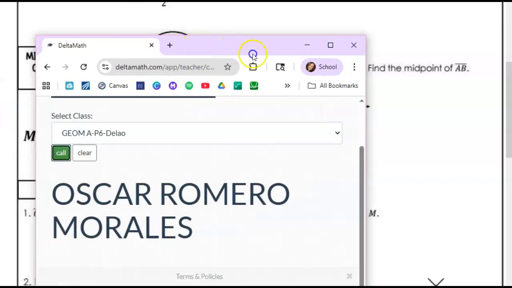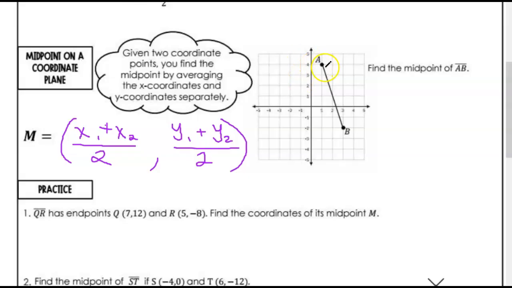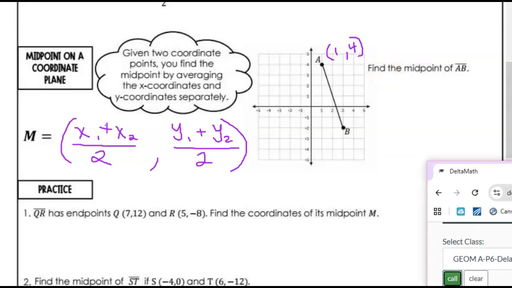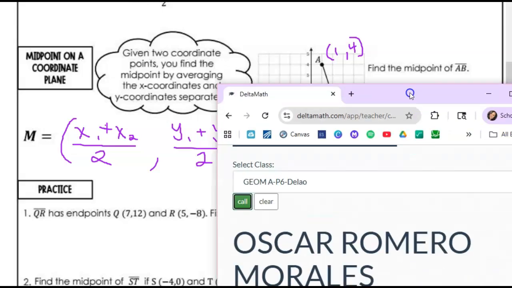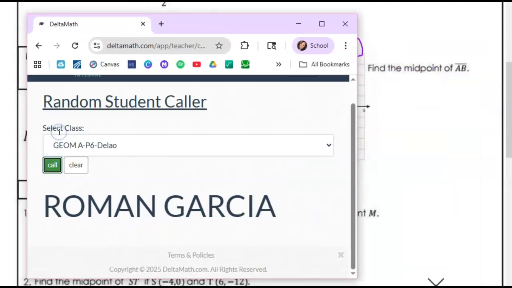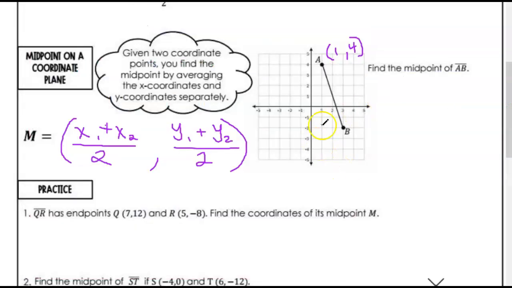Oscar, what point is A at? What coordinates? 1, 4. Good. Write it down. 1, 4. Everyone should know how to find that point because that's an algebra 1 skill. Roman, where's point B on the grid? Good. 3, -2.